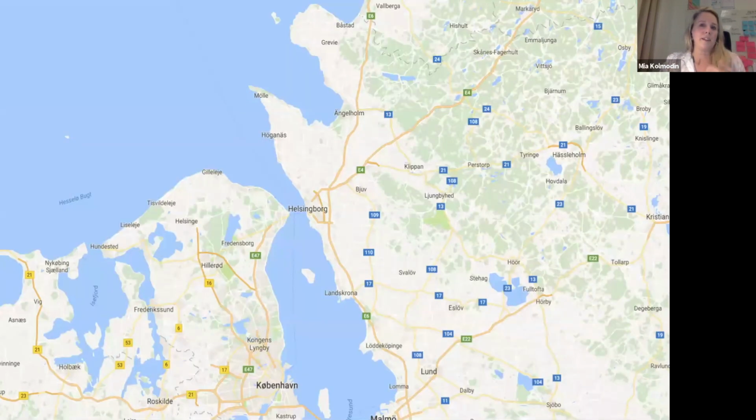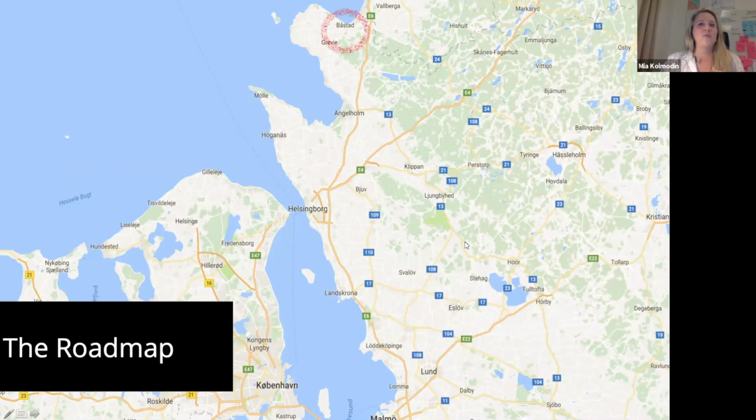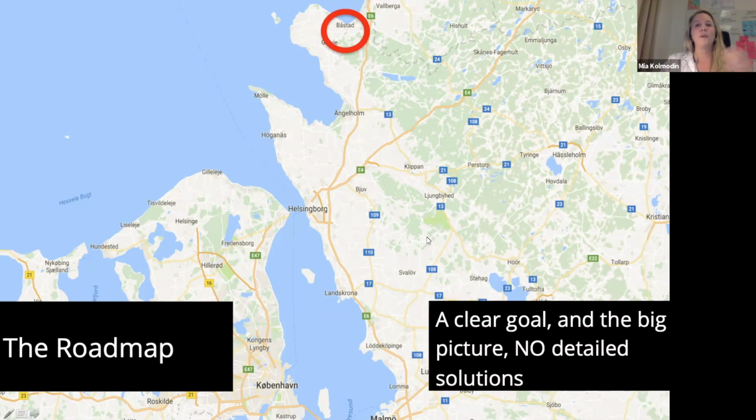And you can look at it as a map. This is a map of Sweden and some of Denmark also. So the roadmap might be something like a map. You need to go somewhere. We're going to Båstad, it looks here. It's a lovely place in the summer. And we might have different ways, different routes of getting there. And we don't want to plan the whole way up front. We don't want to make all these decisions up front.